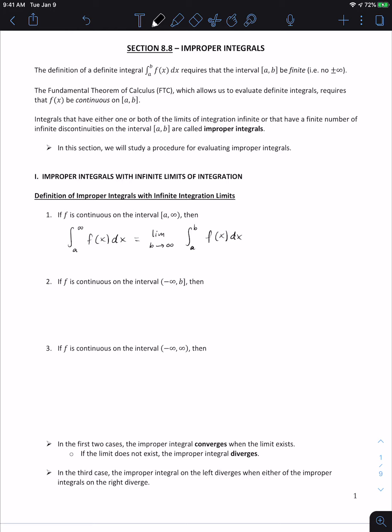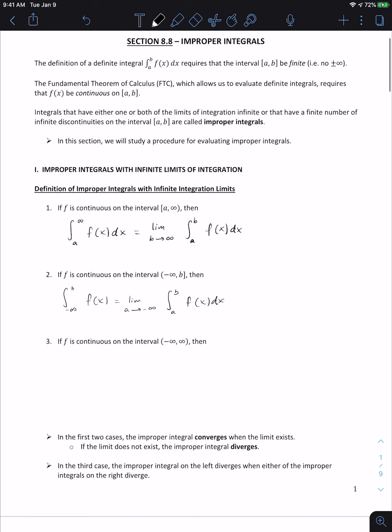So in other words, if I want to find an integral with infinity as my upper limit, then I can replace it with the variable b and then take the limit as b goes to infinity. All right, so this is giving us a method for how to evaluate these integrals. If f of x is continuous on the interval from negative infinity up until b, then the integral from negative infinity to b of f of x dx can be solved by looking at the limit as a goes to negative infinity of the integral from a to b of f of x dx. So a very similar manner.